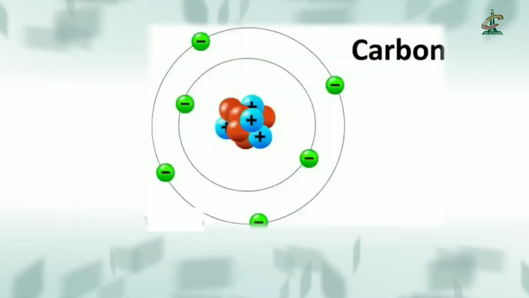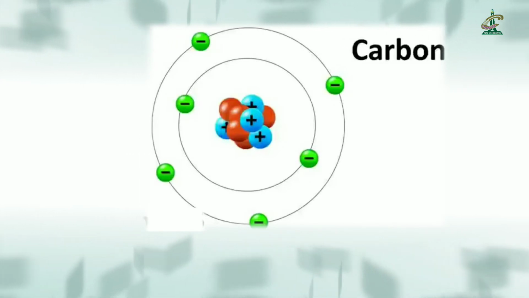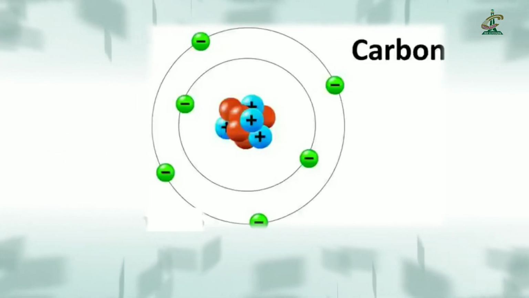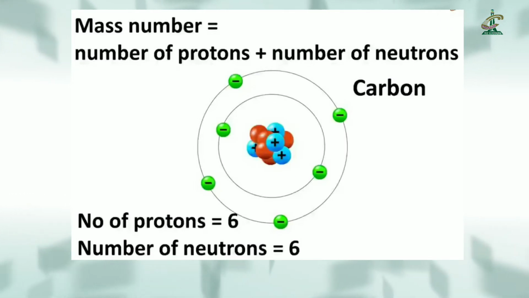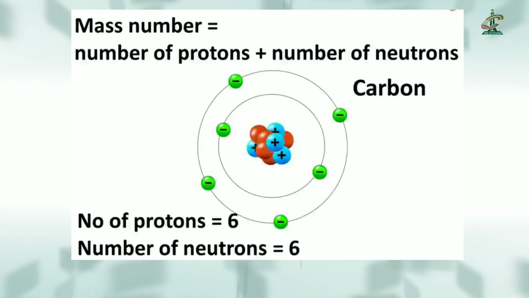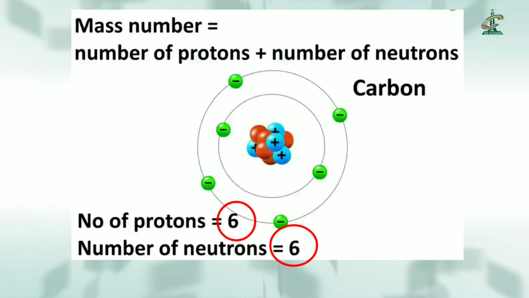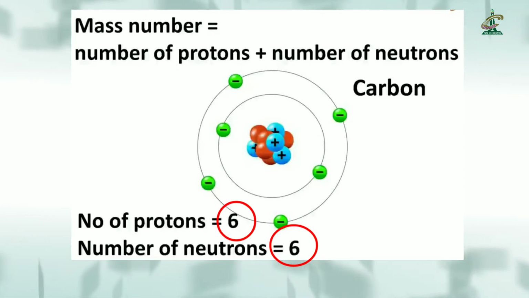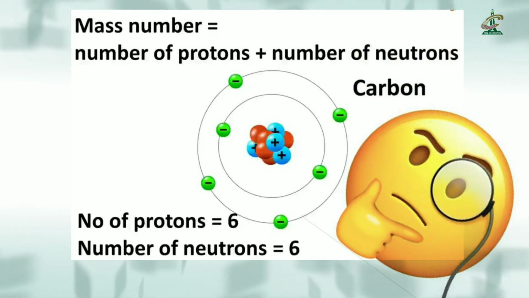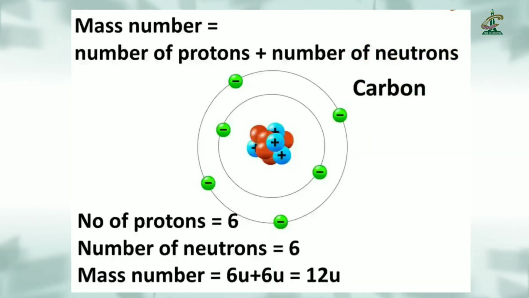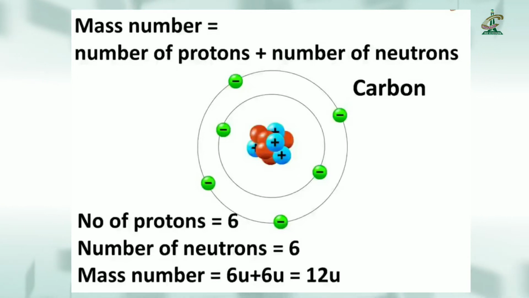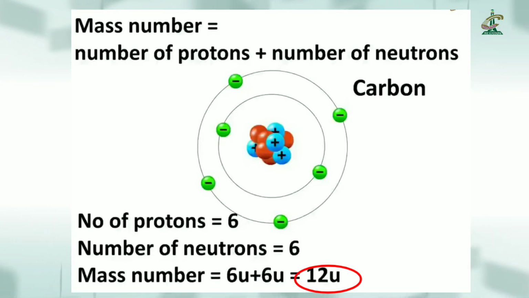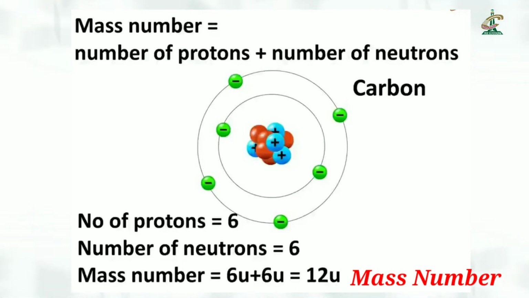Here we have an element carbon. Let's find out the mass number of carbon. As you can see here, an element carbon carries 6 protons and 6 neutrons. So how do we get the mass number of carbon? We will add the number of protons, means 6, and the number of neutrons, means 6. 6 plus 6 is equal to 12. Means 12 is the mass number of carbon.